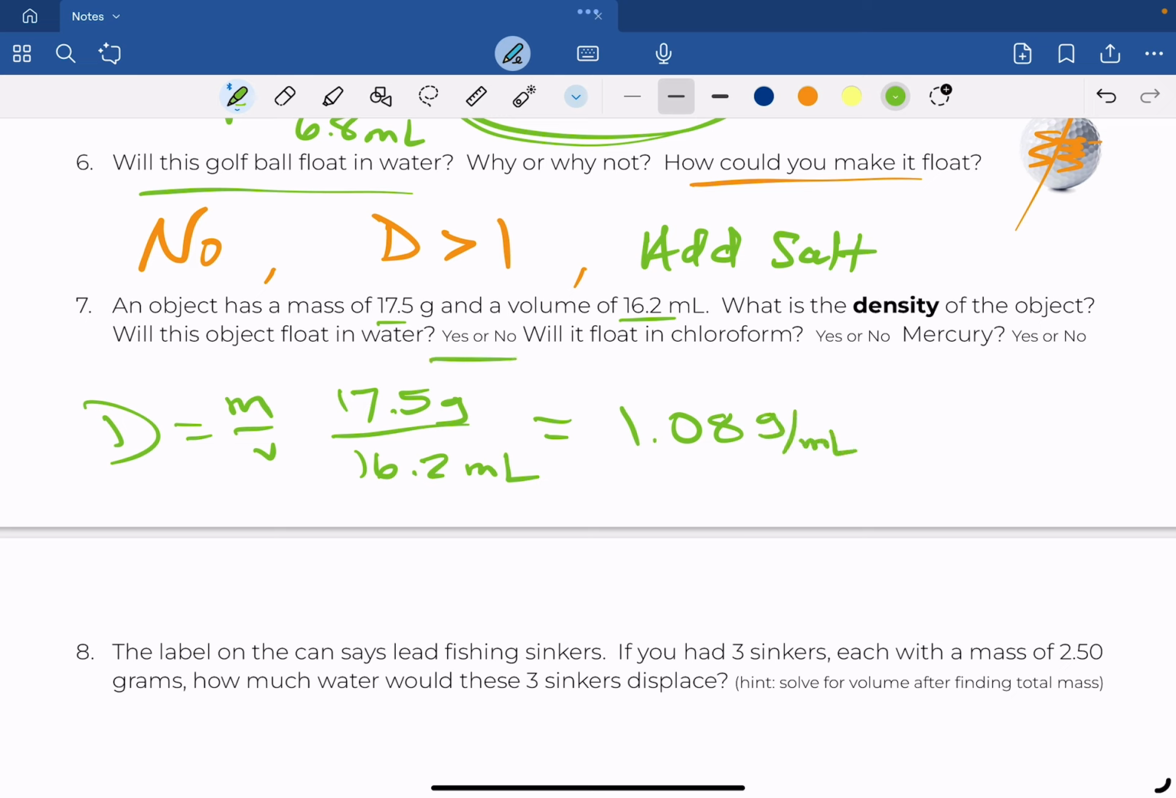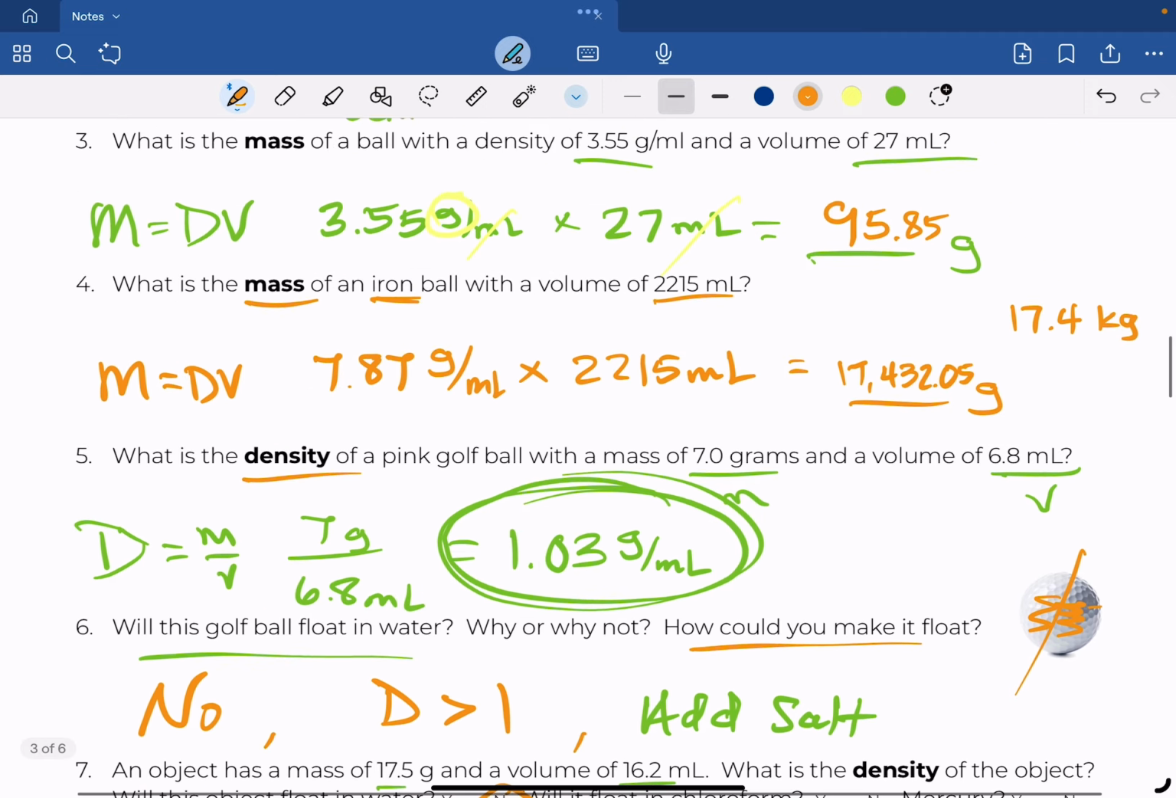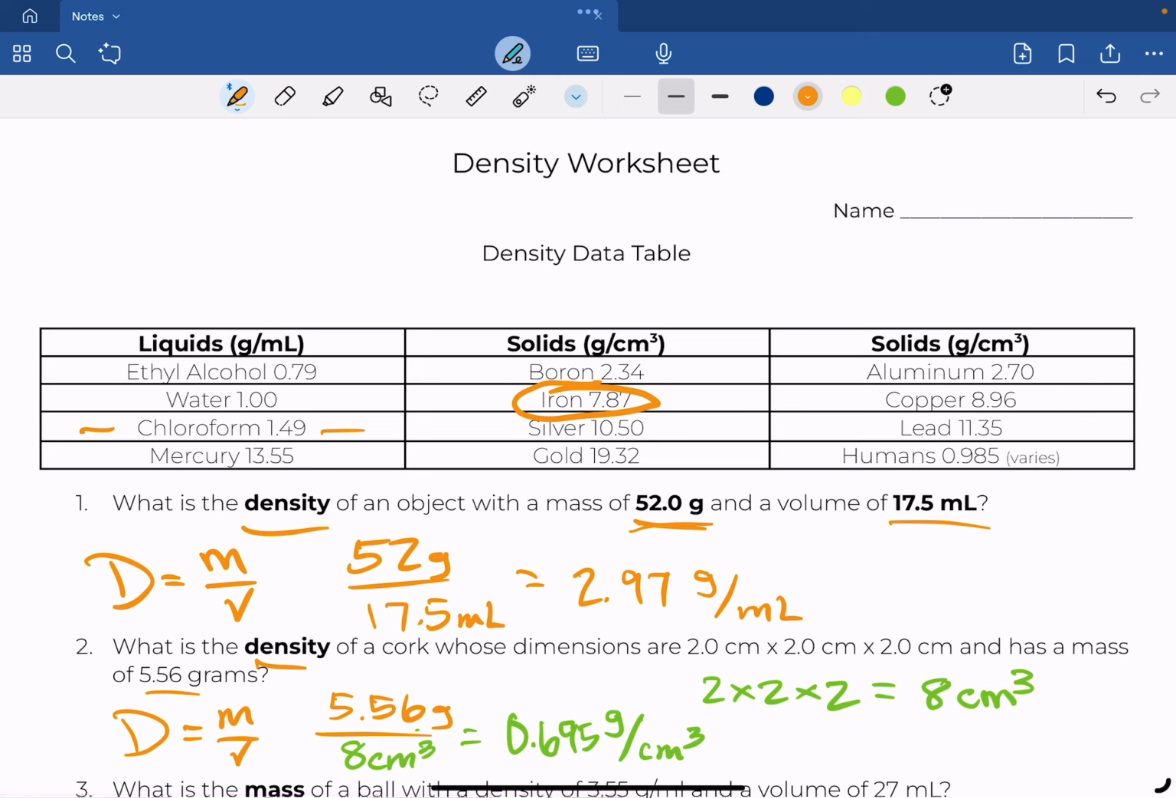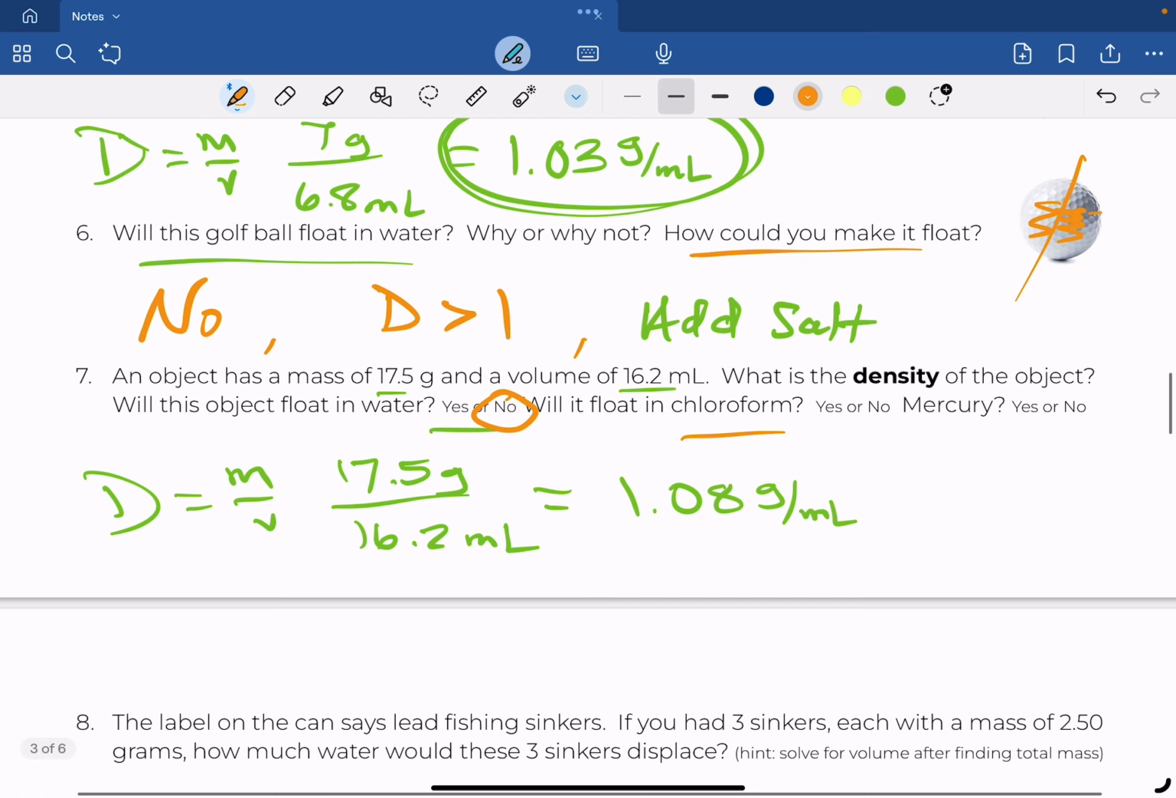And now we have some questions here. Will it float in water? Well, if it's greater than 1, it is not going to float in water. Will it float in chloroform? Well, we have to look up at our chart and figure out what the density of chloroform is. It's right here at 1.49. So this density is not greater than 1.49, so it would float in chloroform. Chloroform is more dense.